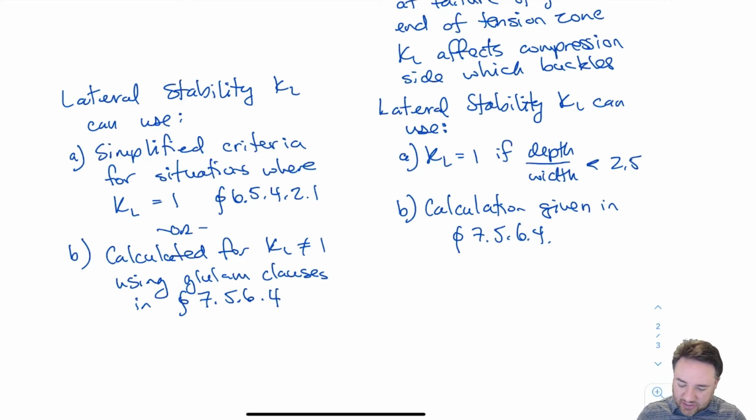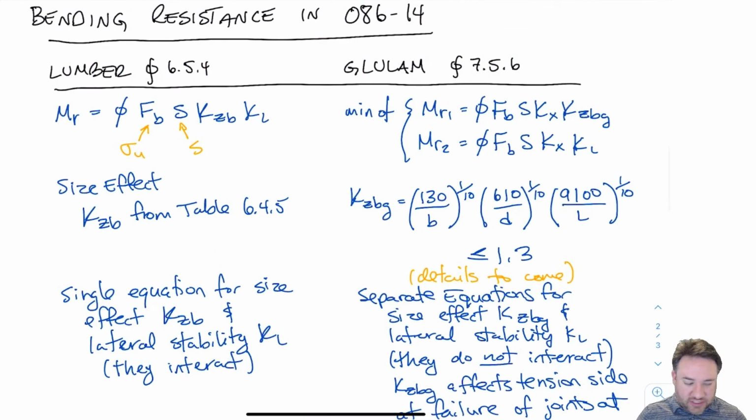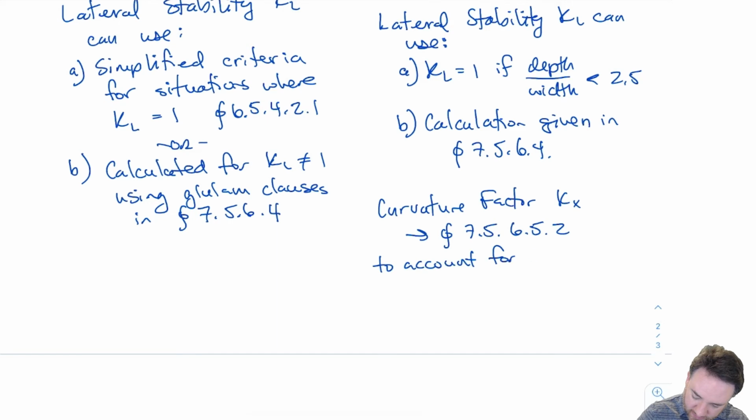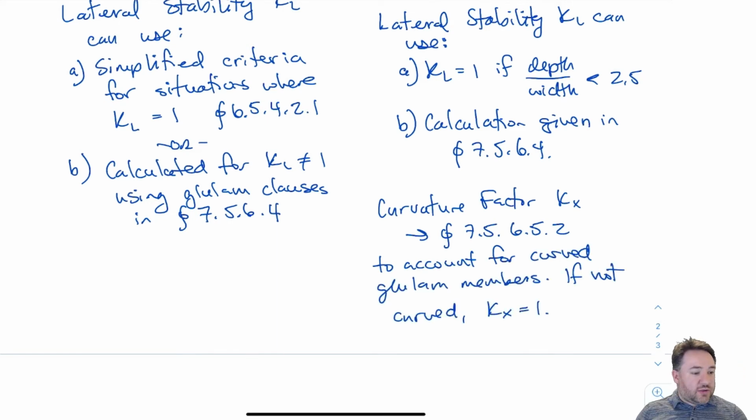The last parameter on the Glulam side is this KX, which I mentioned briefly. I'm just going to put in the note here in the interest of completeness. So again, the curvature factor KX is to account for curved beams. If we don't have a curved beam, then KX is just set to be equal to 1. Now, if I do have a curved beam, considering KX is not the only thing that I have to do. There's another strength criteria that I also have to satisfy, which is a radial strength criteria, which we're not going to cover.